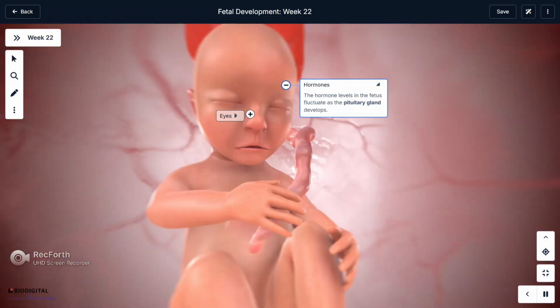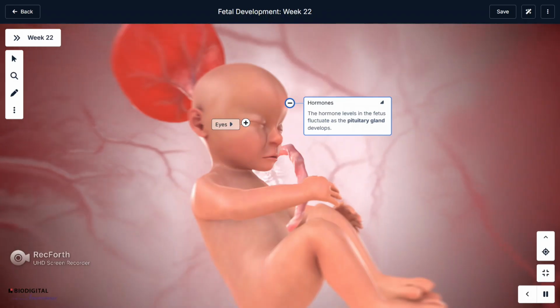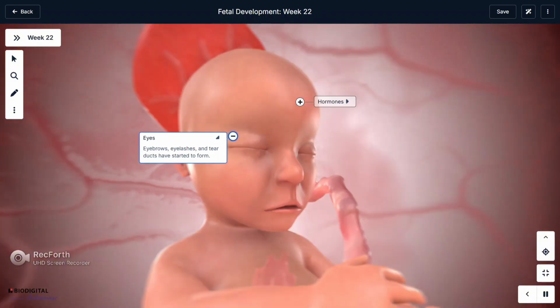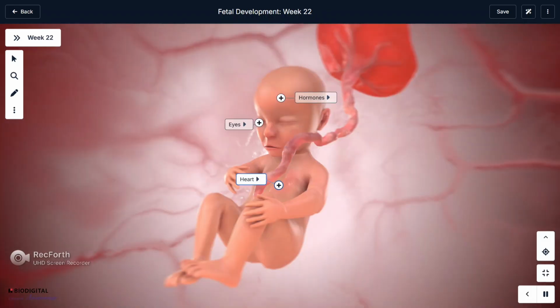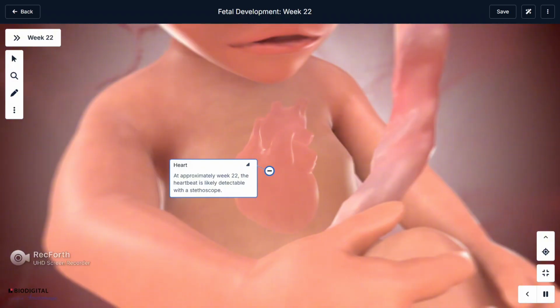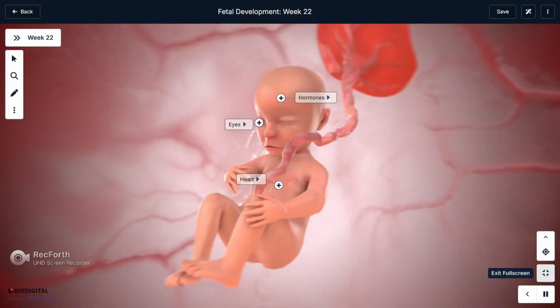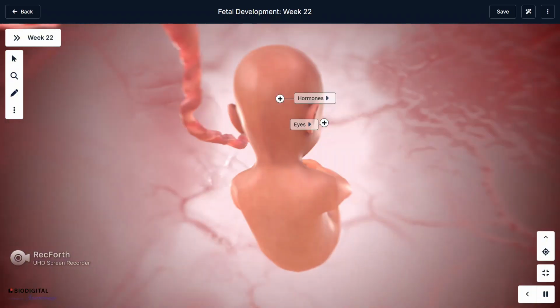And by week 22, the hormone levels in the fetus fluctuate as the pituitary gland develops. Eyebrows, eyelashes, and tear ducts have started to form. At approximately week 22, the heartbeat is likely detectable with a stethoscope. So this is now the development of a fetus by week 22.